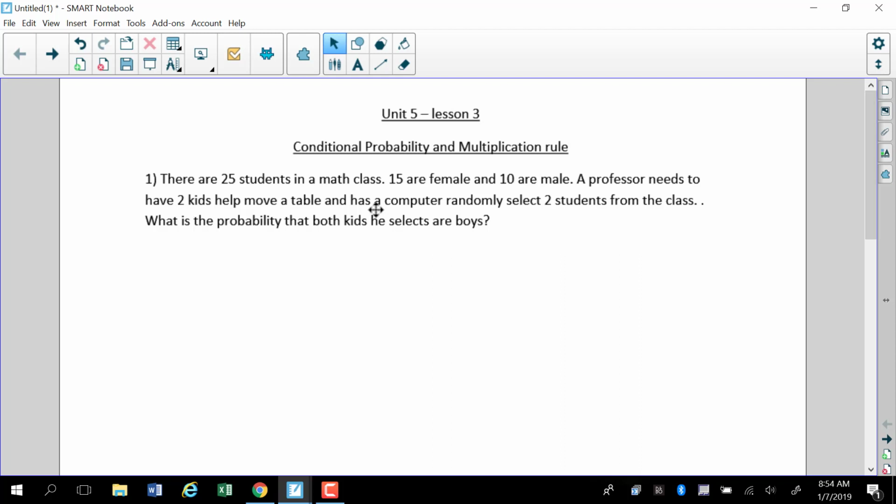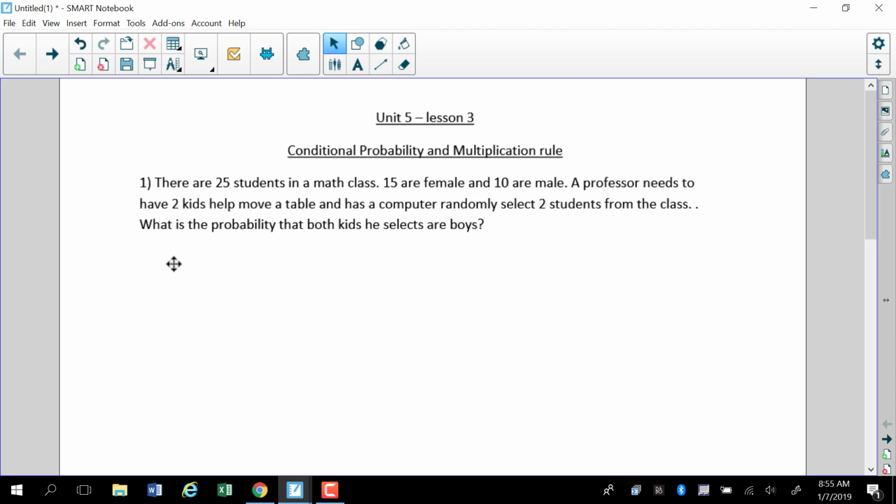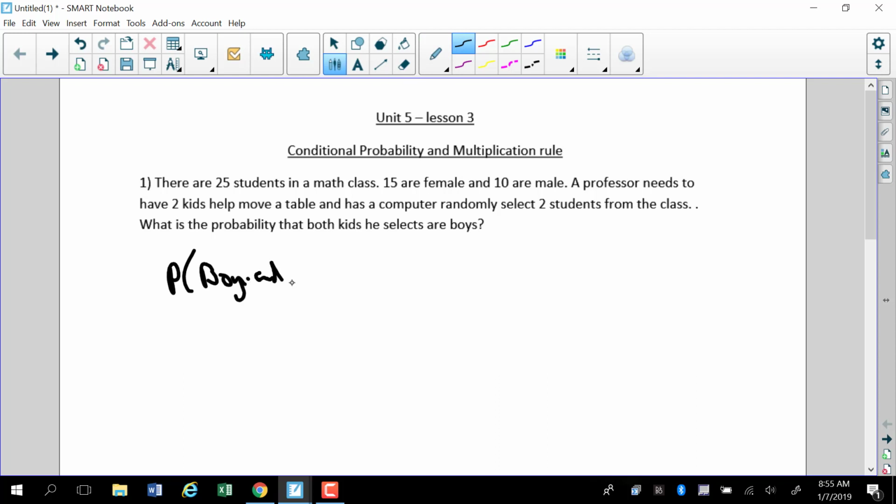Professor needs to have 2 kids move a table. There are 15 females and 10 males. What's the probability of both people that he selects are boys from the class? So there are 25 kids in the class. So what's the probability, again, of 2 males? This is the probability of a boy and a boy, or we'll use that upside down U. So the first is 10 out of 25.